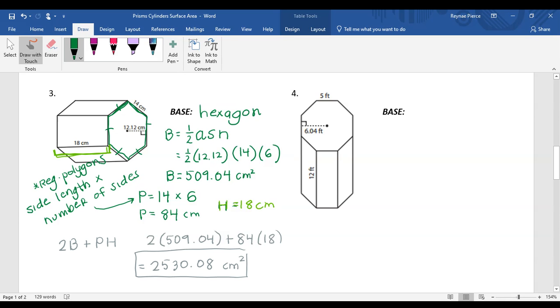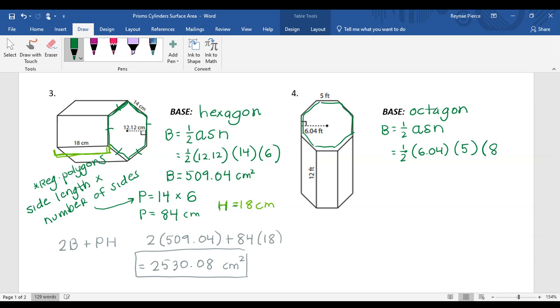Number 4, our base is an octagon. So I'm going to write octagon here. This is an octagonal prism. To find the area of our base, we still use 1/2 ASN because this is a regular polygon. Any regular polygon, we're going to use this equation. My apothem is 6.04. My side length is 5, and octagons have 8 sides. So I multiply those, and I get the area of my base to be 120.8 square feet. All right.